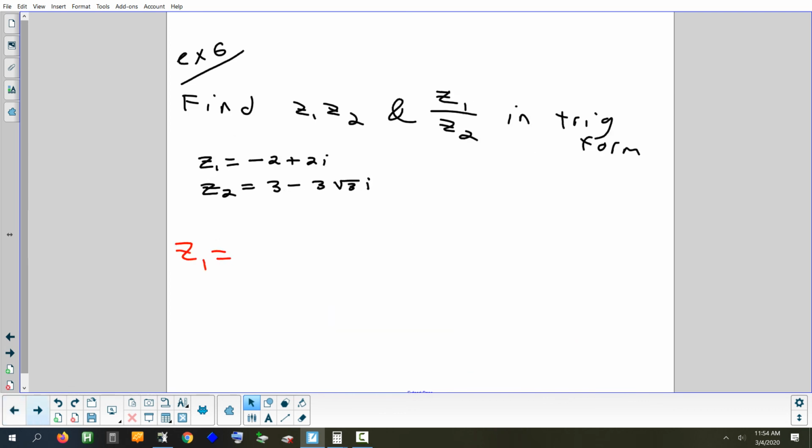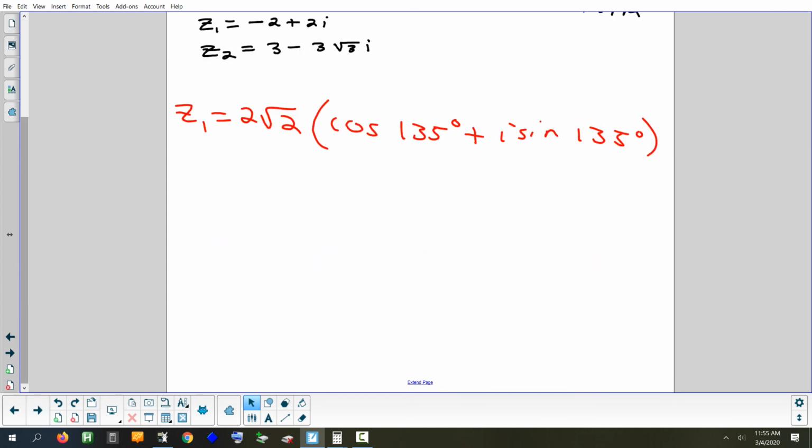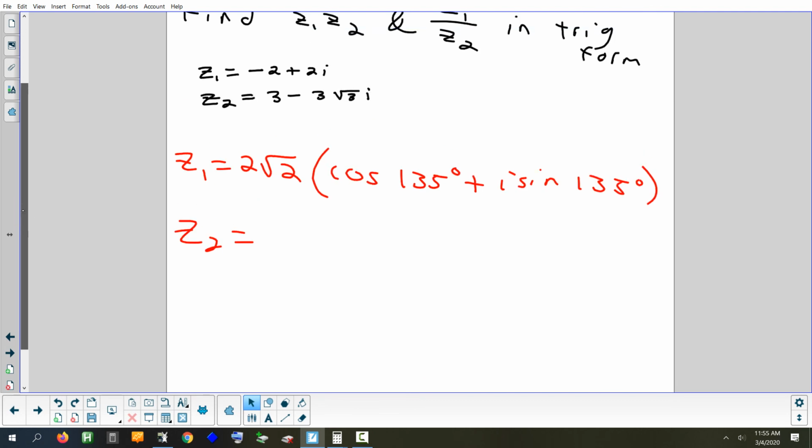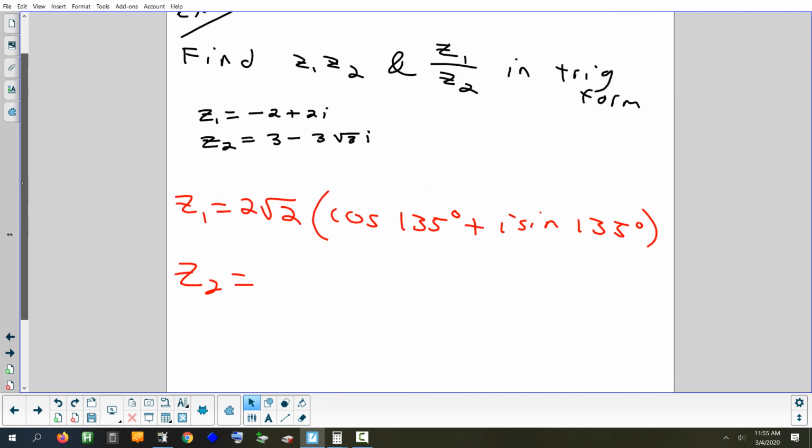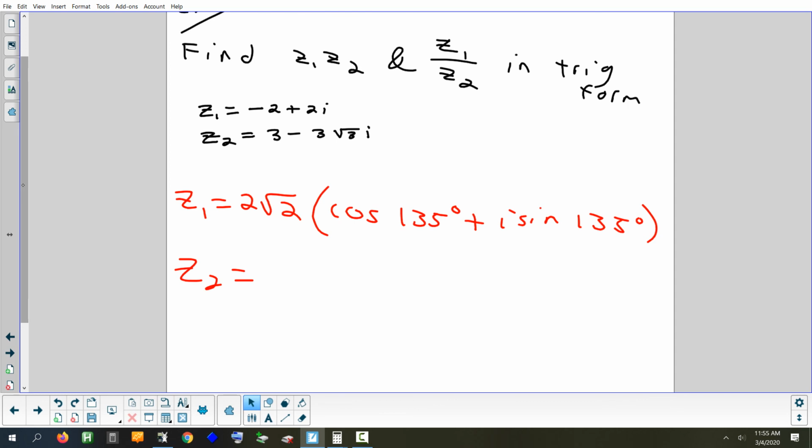So z1 is 2 root 2 cosine, I think it was 135. I used that one just to save a little time. But now let's actually practice one we haven't done. Okay, z2. What quadrant is z2 in? Quadrant 4. So positive, negative, right, down. So that would be quadrant 4.